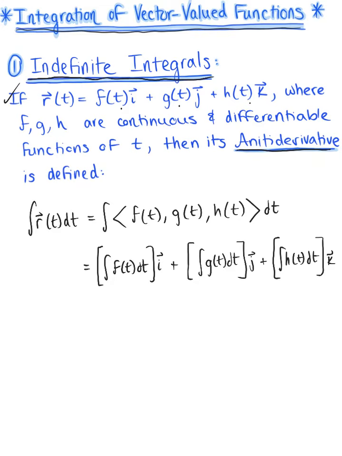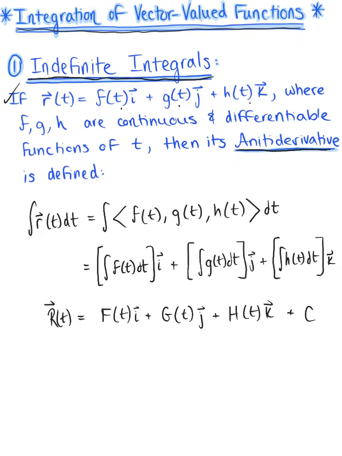So this, once we're done our integration, leaves us with the general solution, or the antiderivative, capital vector R of t, and this is going to be equal to the antiderivative of f i hat plus the antiderivative of g j hat plus the antiderivative of h k hat. And now we have plus c. And this c here is a vector.